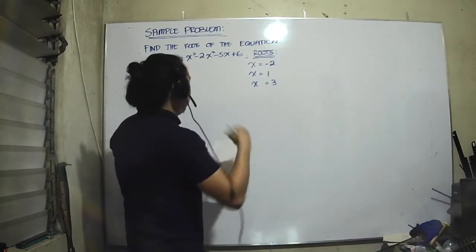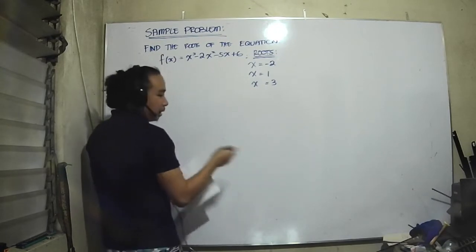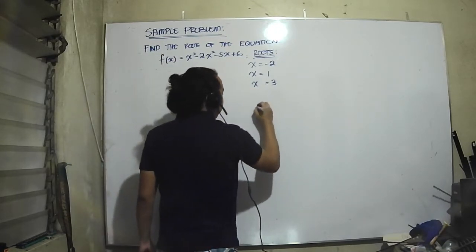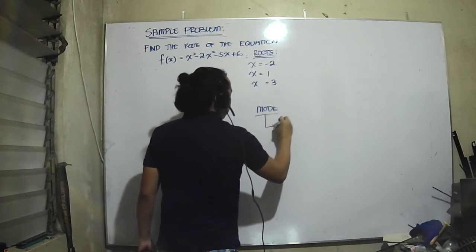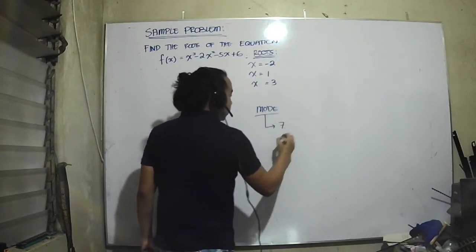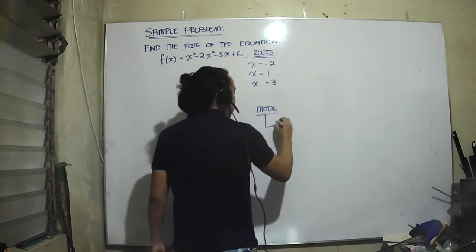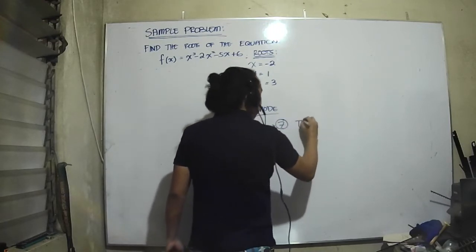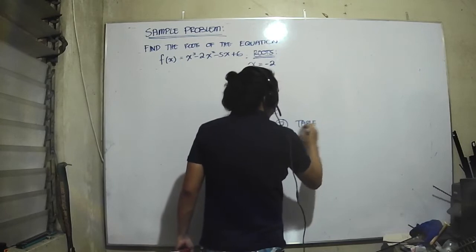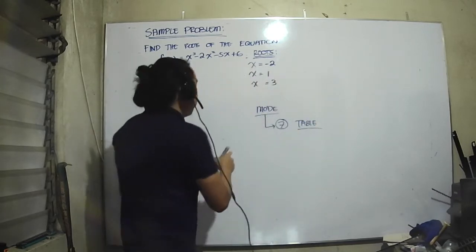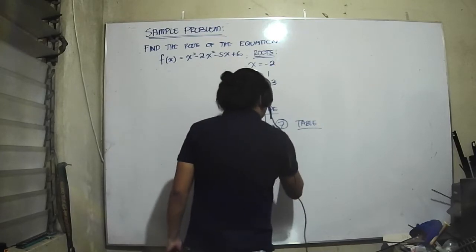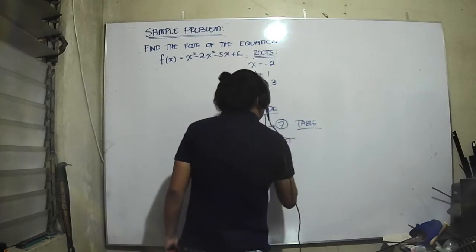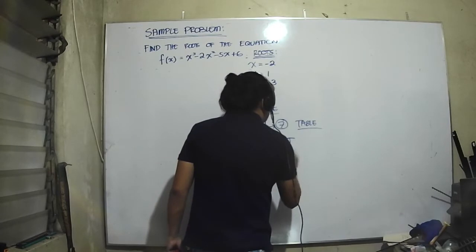I want to plot this. So on my calculator, I press mode, and after mode, I choose 7, mode 7, okay? It's called table. When you choose table, it will ask for the start and the end.